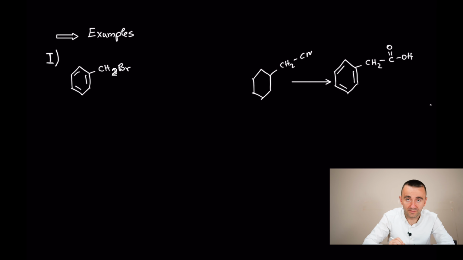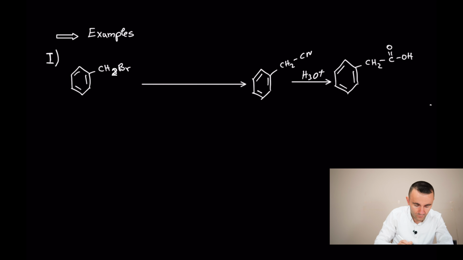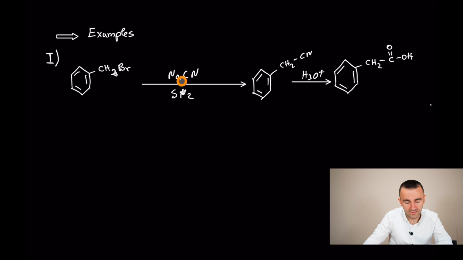And to convert a nitrile to carboxylic acid was easy, just by hydrolysis. And to form a nitrile is simple from alkyl halides. What we did? We reacted that with sodium cyanide according to SN2 mechanism. Because this is a primary halide, it works best through SN2 mechanism to prepare the nitrile.